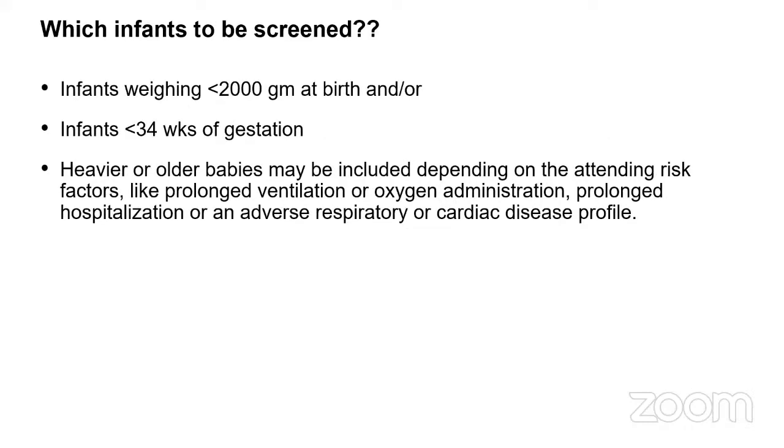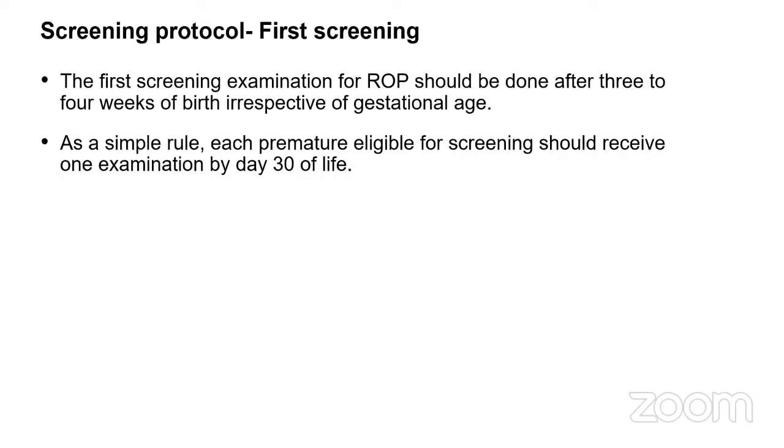So coming to screening, which infants are to be screened? In the Indian scenario, infants weighing less than 2 kgs at birth or less than 34 weeks of gestation are eligible for screening for ROP. Heavier or older babies may also be included if they have any risk factors such as prolonged ventilation or oxygen administration, hospitalization, or any other very adverse systemic condition.